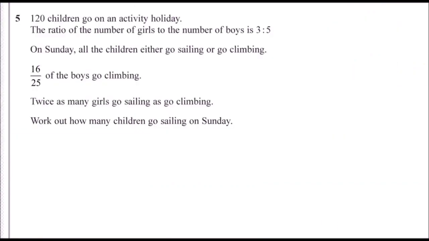All right, number 5. So 120 children go on an activity holiday. All right, cool. The ratio of the number of girls to the number of boys is 3 to 5. Okay, so straight away we need to realize that the total number of parts here is 8, because 3 plus 5 is 8. Now on Sunday, all of the children either go sailing or go climbing. So it says here that 16 over 25 of the boys go climbing. So this means that the remainder, 9 out of 25 of the boys, so remember this is boys not girls here, go sailing.